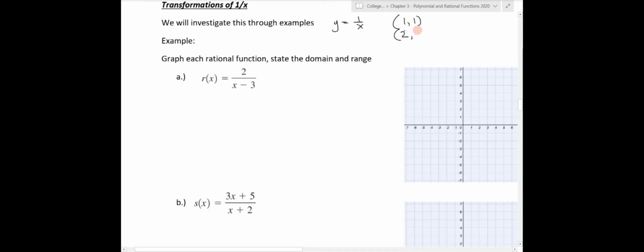If x is 2, we got 2 comma 1/2. And if x is 1/2, we have a y value of 2. Does that make sense?